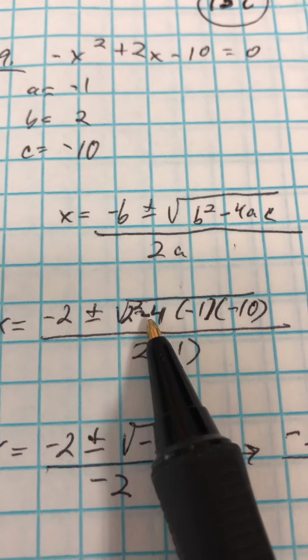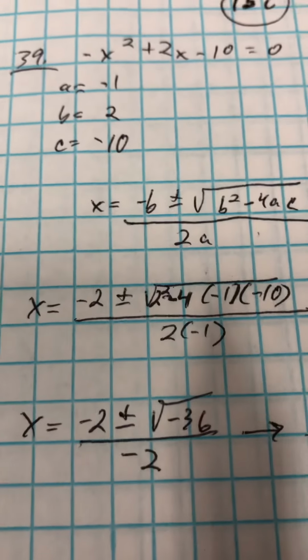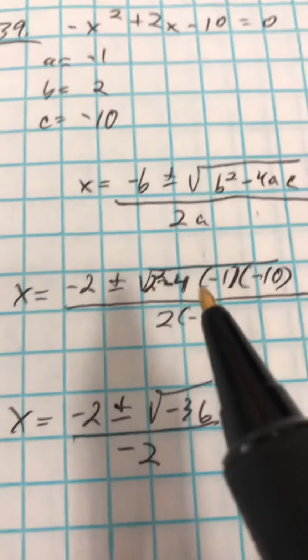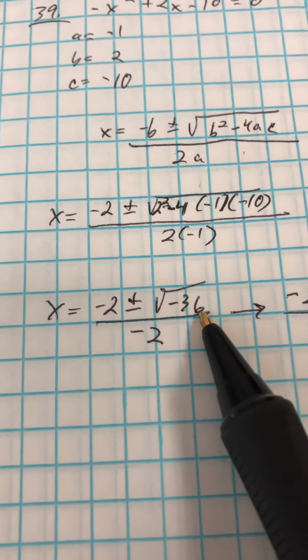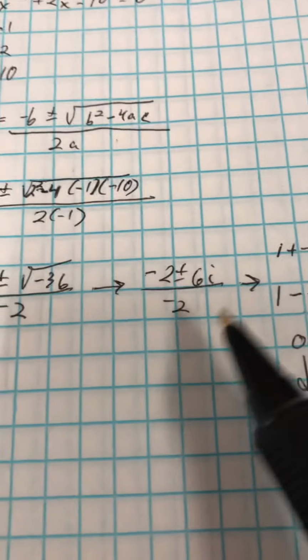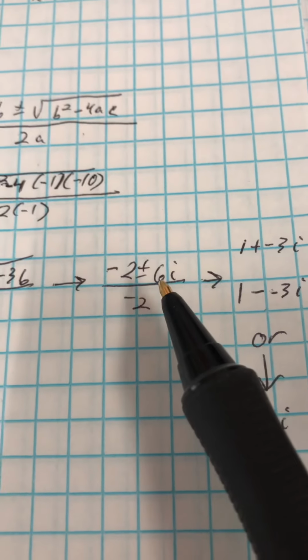That is 2 squared minus 4 there. Sorry, it looks so ugly. I had to squeeze it out. I almost forgot the 2 squared. And you end up getting -2 plus or minus square root of -36 over 2, right?